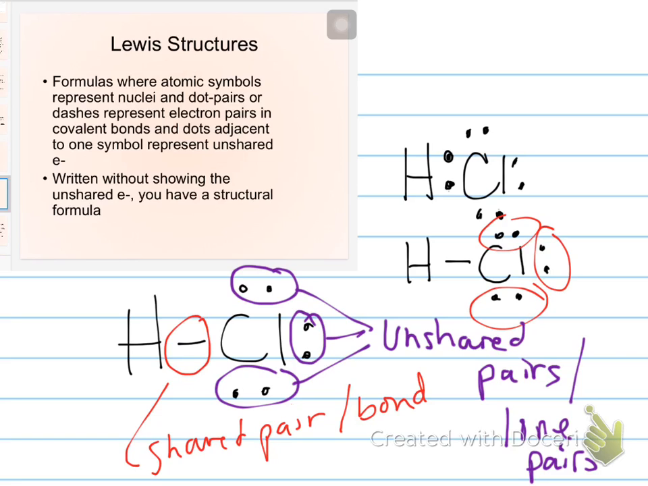So those unshared pairs are also called lone pairs. That's another piece of terminology you'll see.